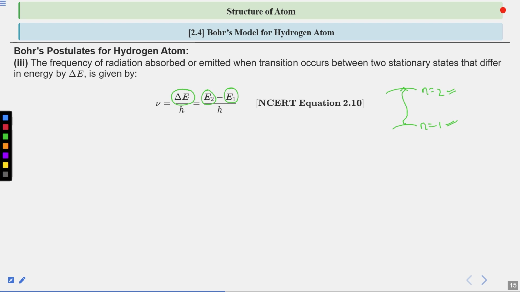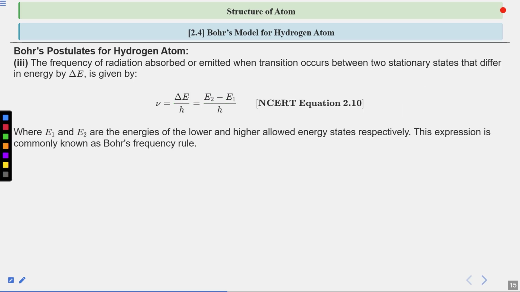So if you know the energy of the two states, you can know what frequency of light it will emit or absorb while going from one state to another. Any doubt in this part? So here, E1 and E2 are the energies of the lower and the higher allowed energy states. Now remember students, it can only go to a definite energy state. So this is important to note. This rule is also called Bohr's frequency rule.